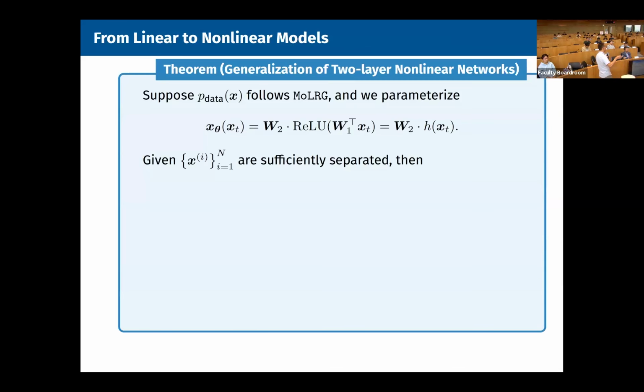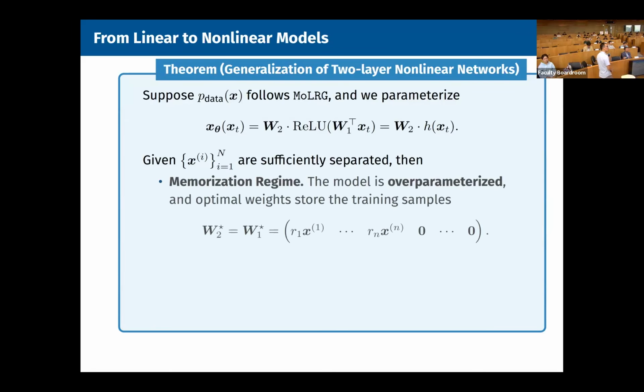And we assume that our sampled training data are sufficiently separated, then we can show a stronger result to unify the understanding between memorization and generalization. So the linear models can only study generalization, but how about we have a unified framework to study both memorization and generalization? Actually, in our more recent work, we show that we can do this through this kind of two-layer nonlinear network. And what we show is that in the memorization regime, where your model is highly over parameterized, you can show that the optimal solution will be something like this.